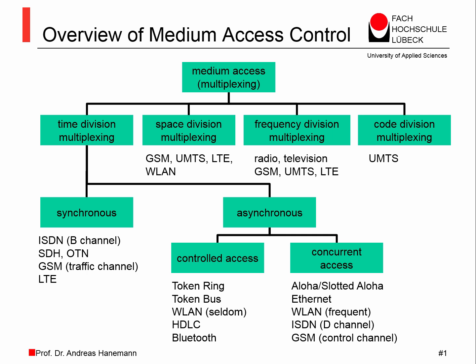The figure on this slide gives an overview of multiplexing options which can be used for this purpose. In addition, it tries to map different technologies to the options. As you can see, for example, for GSM or LTE, it is not necessary to use just one way of multiplexing, because multiplexing methods can be combined. GSM and LTE, for instance, both use time division multiplexing, frequency division multiplexing, and space division multiplexing.